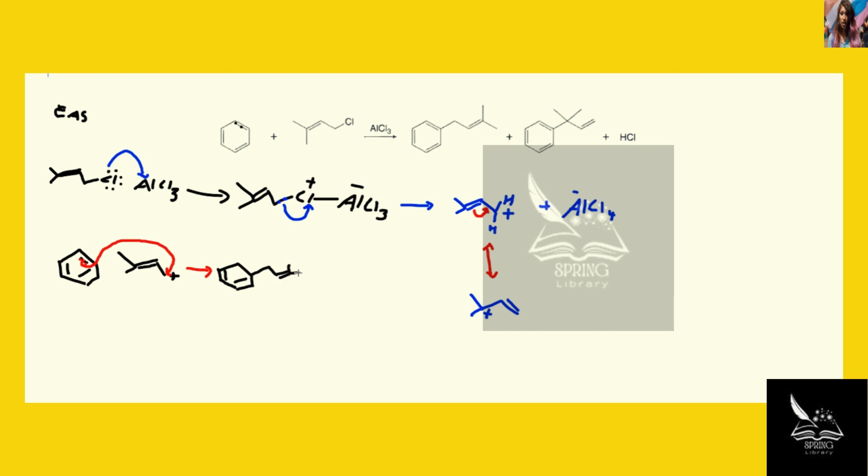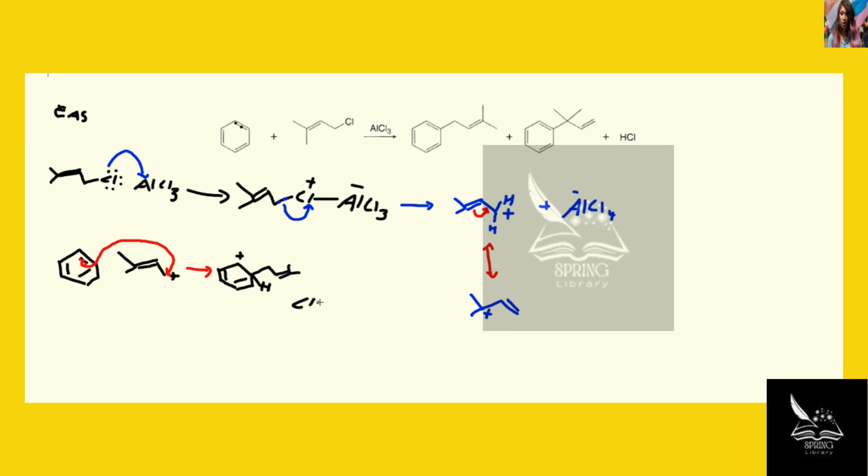Remember to always count your carbons. 1, 2, 3, 1, 2, 3. And we have a carbocation intermediate here. So now obviously this is going to be resonance stabilized, such that the pi bonds will move around this carbocation throughout the ring.